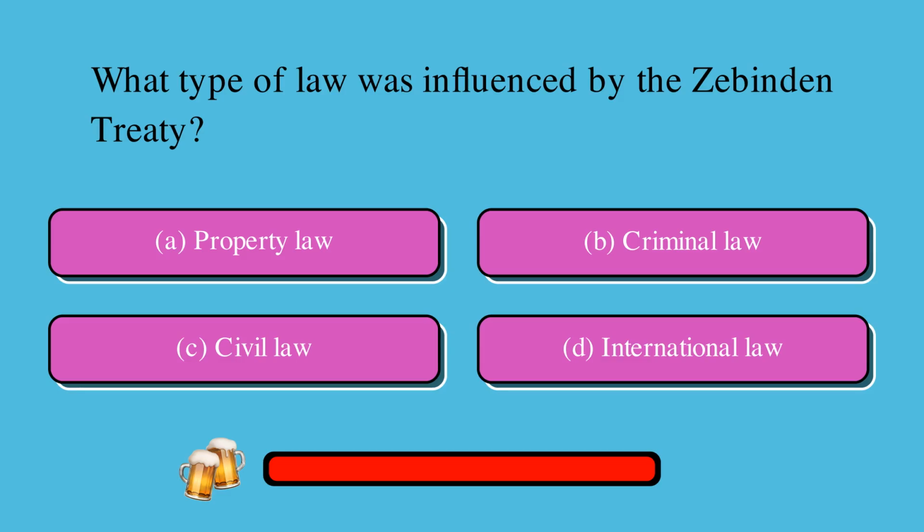What type of law was influenced by the Zebinden Treaty? Is it A. property law, B. criminal law, C. civil law, or D. international law? The correct answer is D. international law.